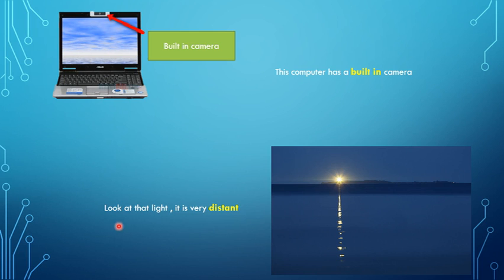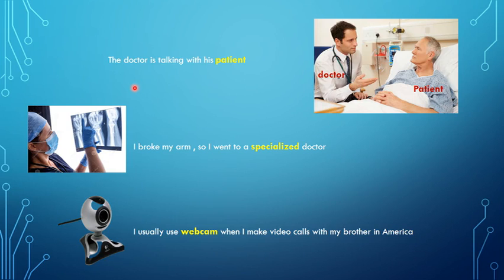Look here at this photo. Look at that light. It is very distant, very, very far. When we say distant places, distant places. Now look here, the doctor is talking with his patient. This is the doctor and this is the patient. I broke my arm, so I went to a specialized doctor. So this is a specialized doctor. I usually use a webcam when I make video calls with my brother in America. So here, this is the webcam.